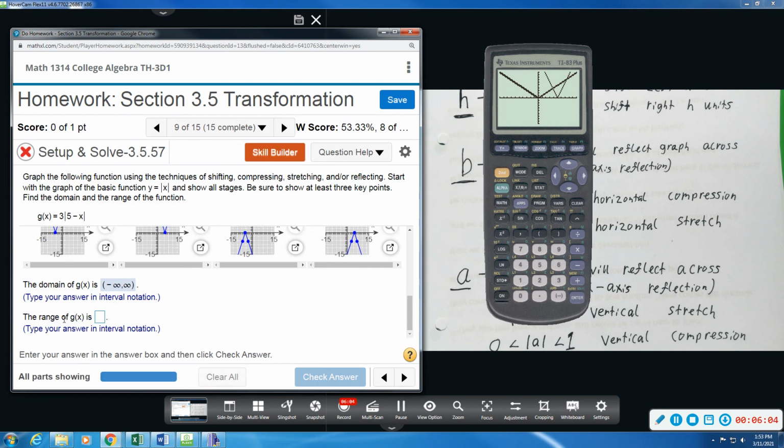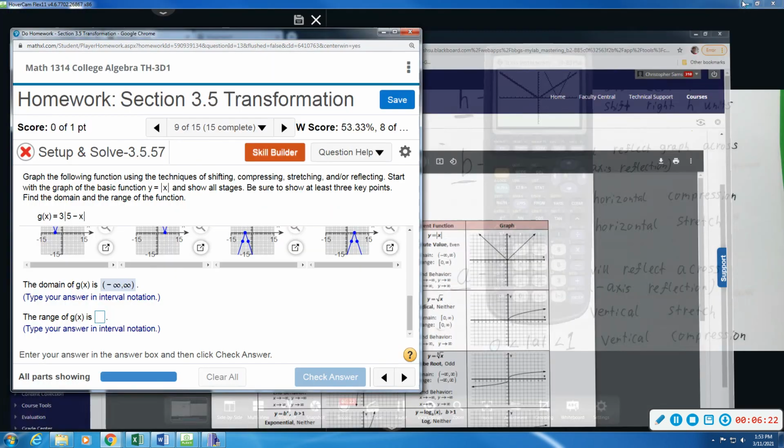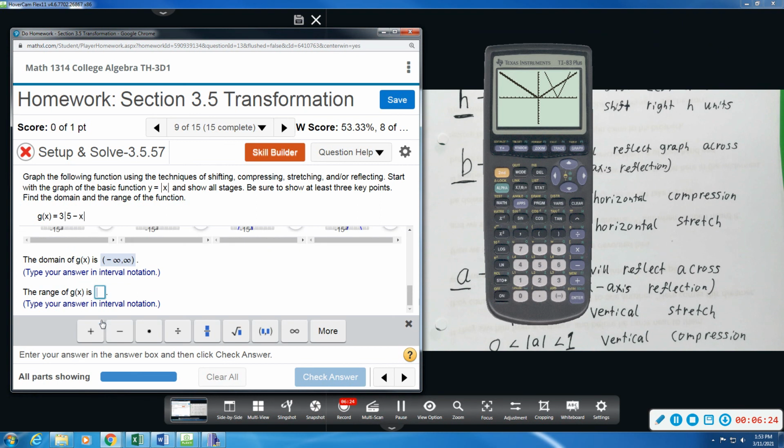And our range, since this graph did not get shifted up or down at all, there was no vertical change, then our range will be the same as our original. So range goes from the x-axis from 0 up to infinity, and bracket on the 0. And so we'll have the same range, 0 to infinity.